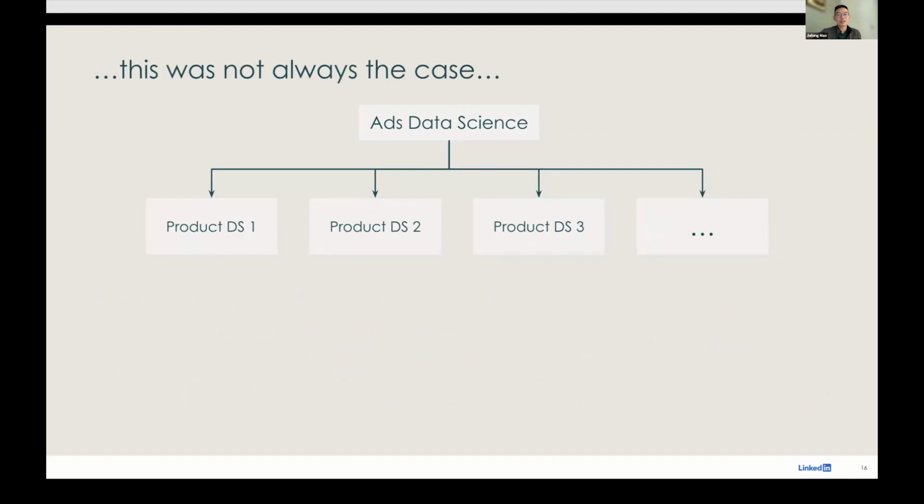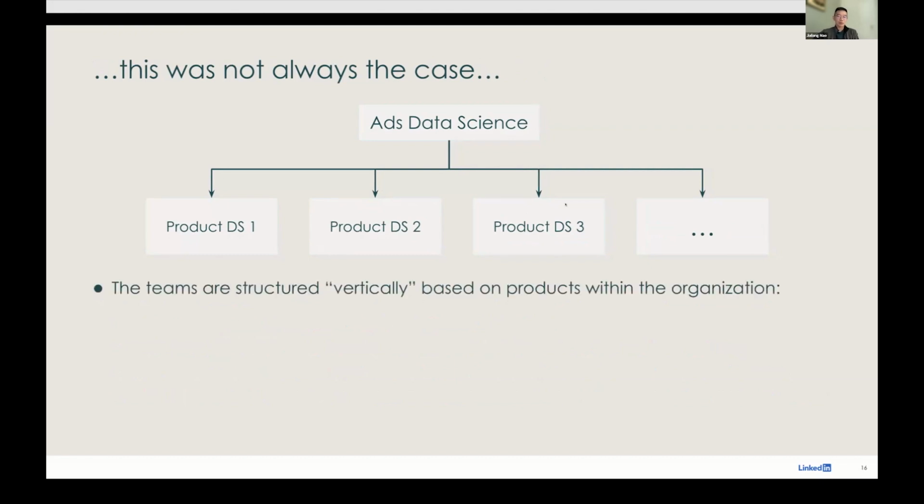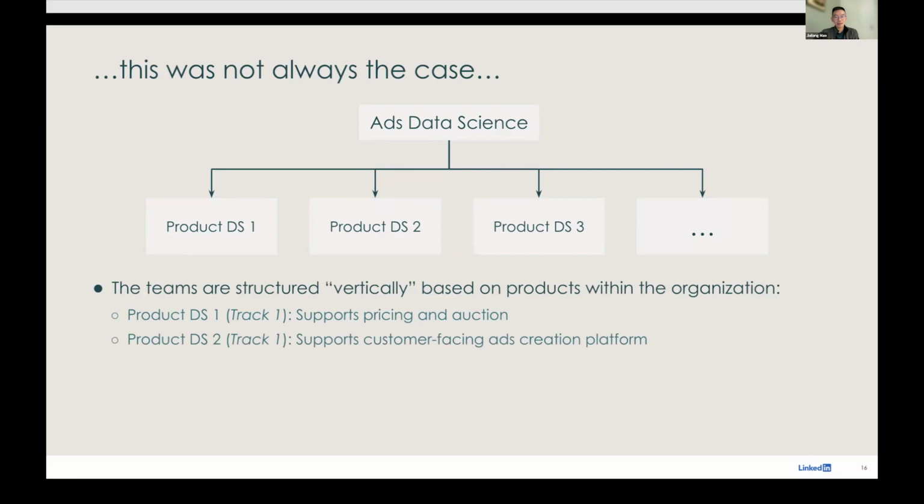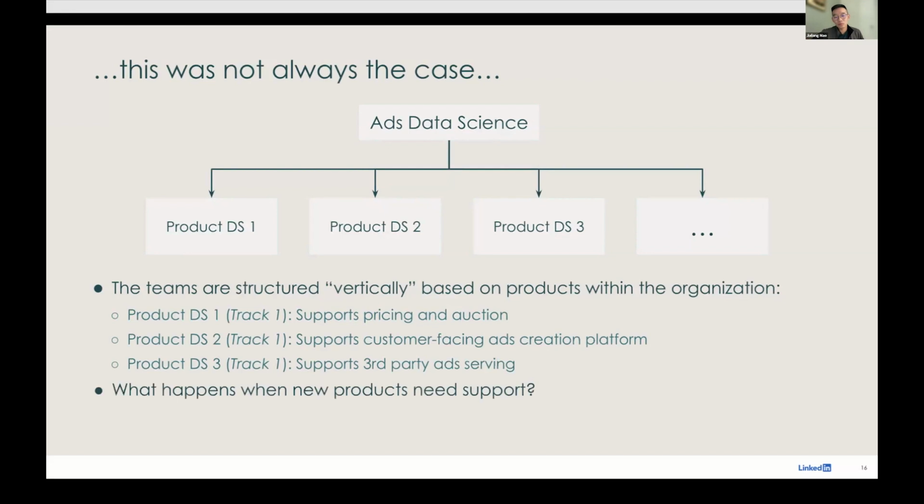Around 10 years ago, when we started doing the ads business, this was actually the structure. Basically, there were multiple data science teams organized based on the product they needed to support. For example, I might have one product DS team to support ads pricing, another data science team to support customer-facing products, and a third team to support third-party ad serving. If you think about this, you can view it as a clustering problem of your problem space. If you have different products, you can mentally run a clustering model and split your team based on that. So what happens when a new product needs to be built? I will just try to cluster that new data point into one of these teams.